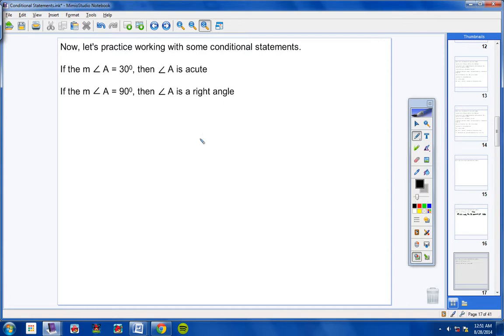Okay, now let's decide whether or not this is true. If an angle is 90 degrees, then it's a right angle. I have no problem with that. That's definitely true. Now, on your own, I want you to go ahead and write the converse. Okay, so you can look up here and watch me do it. I'm going to do it quietly, or you can do it on your own and look up when you're finished. Go ahead and write the converse of this.